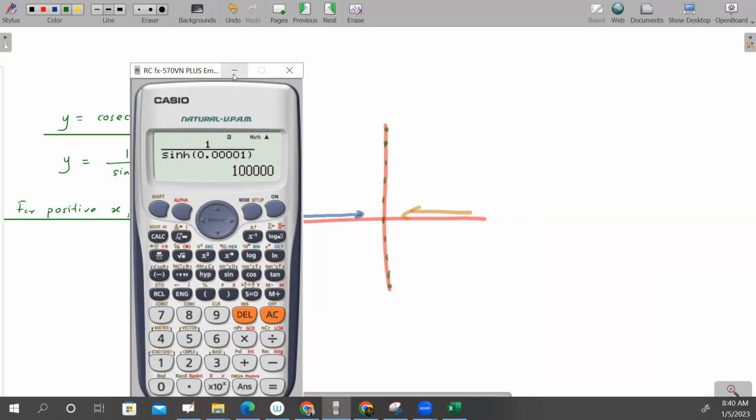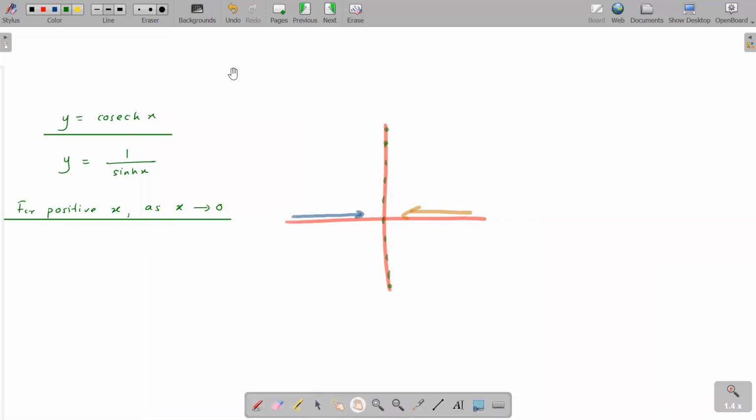It gets really large. So then you understand as x approaches 0 from the positive side, your cosech x graph, because I gave 1 over sinh x there, so that's cosech x, approaches positive infinity, right, guys? Because the value gets larger and larger. And then you have to also check what happens for negative x, because I want to see what happens on the other side as well. For negative x, as x approaches 0.